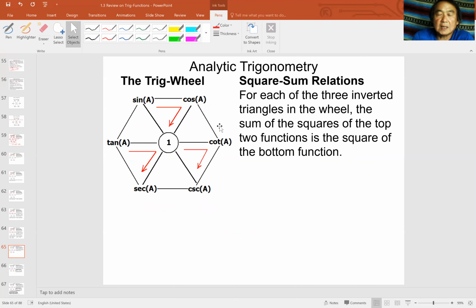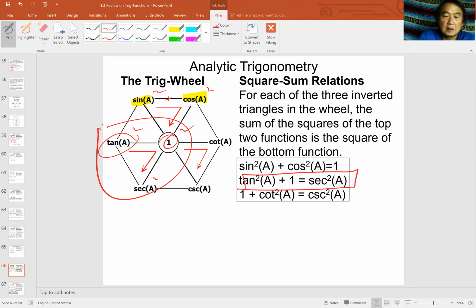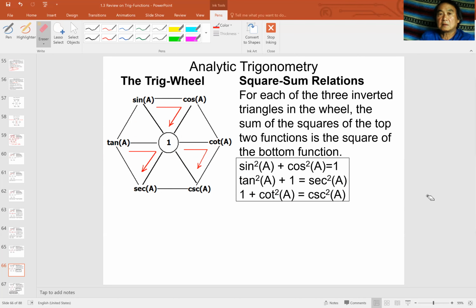More importantly are the square sum relations, and these wheels give you the 3 square sum relationships. There are 3 upside down triangles, and the top 2 squares give you the bottom one square. So tangent square plus 1 square is secant square. I go around that. This circle is just a tool to memorize these formulas.